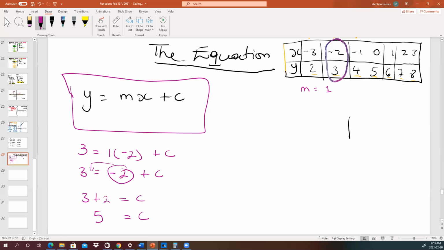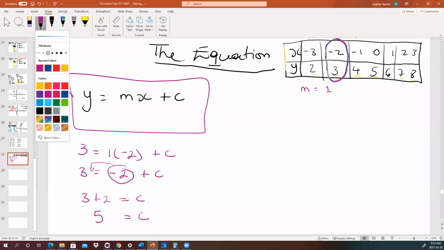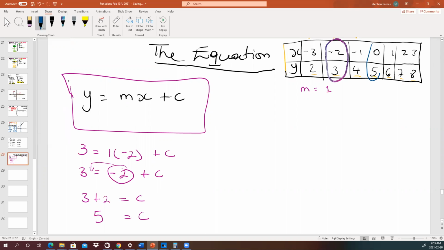And again, I'm going to make a similar point: because it is the very same line that you're doing, it doesn't matter which y and x pair you use. So I'm going to do the same thing using this one in blue. Y is 5 and x is 0. That would give me 5 equals gradient, which is 1, times 0 plus c. 5 equals 1 times 0 is 0, plus c. 5 equals c, using a completely different pair.